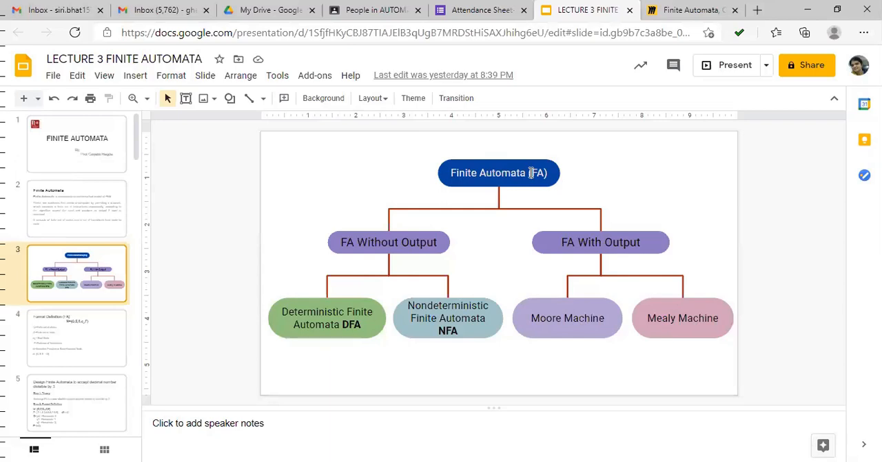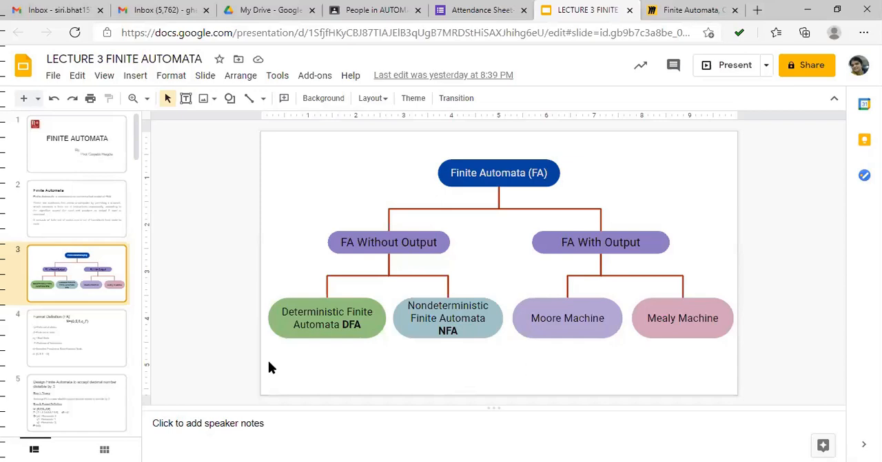If I say finite automata, you can consider it as DFA, that is deterministic finite automata. Deterministic finite automata can also be said as finite automata, but NFA is not FA. You have to remember this and concentrate on this.